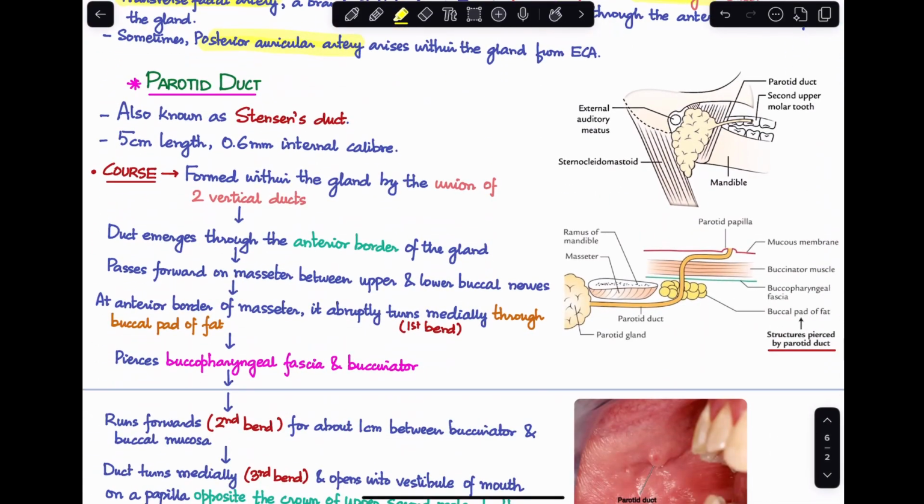Next, we come on to discuss what the parotid duct is. Let us know how the parotid duct has its course.